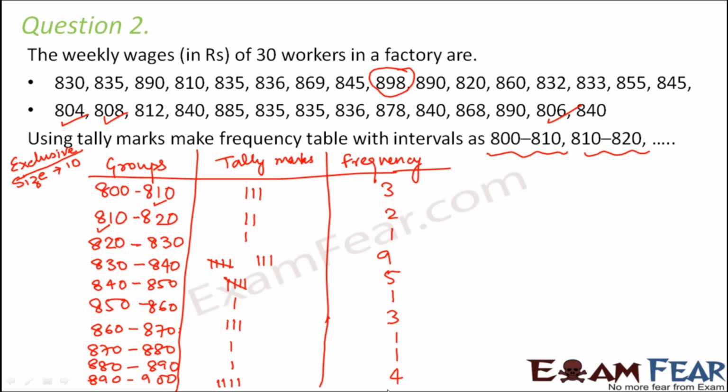So the most important thing to decide here is the class interval, and to decide how the class intervals would be, first of all you will have to determine whether it is an inclusive or exclusive class interval. Then you will have to determine the class size. If you know these 2 things, you will be able to correctly determine all the class intervals.